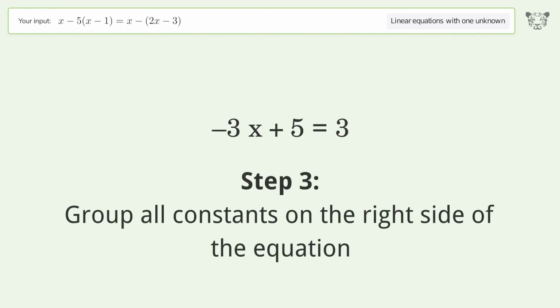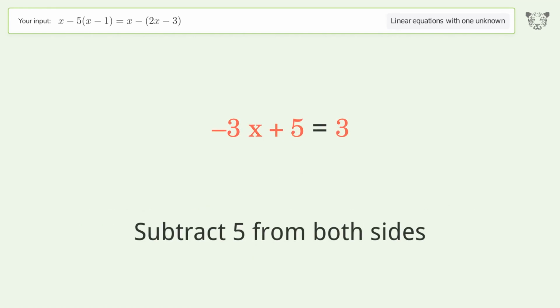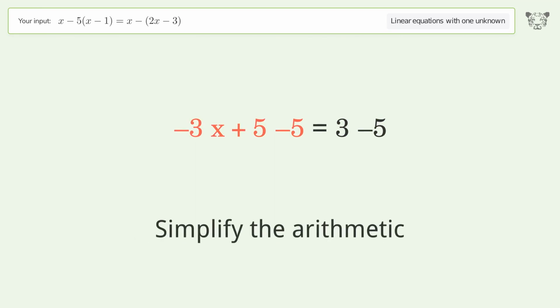Group all constants on the right side of the equation. Subtract 5 from both sides. Simplify the arithmetic.